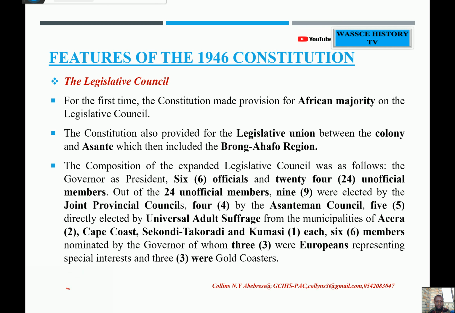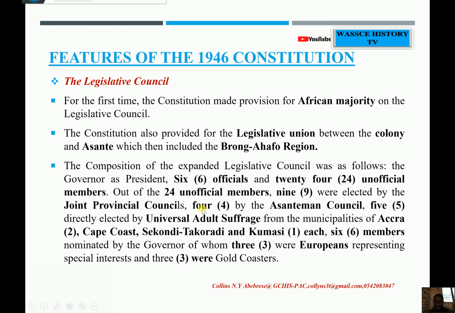So let's look at the breakdown of the African members before I move on to show you the diagram for it. So, of course, 24 unofficial members. Out of the 24 unofficial members, 9 were going to be elected by the Joint Provincial Council of Chiefs. Don't forget that this Joint Provincial Council of Chiefs, or the Council of Chiefs, had been established by the 1925 Guggisberg Constitution in order to allow the indirect rule system to operate. And so 9 members were given to the chiefs. This was not different from the 1925 Constitution, because in the Guggisberg Constitution also 9 representatives were given to the chiefs.